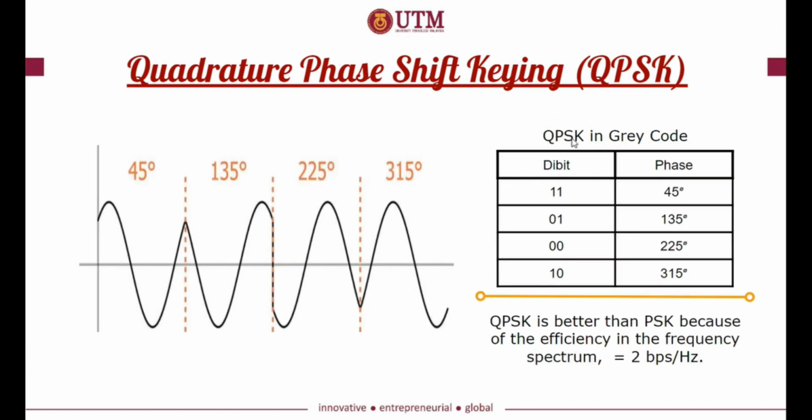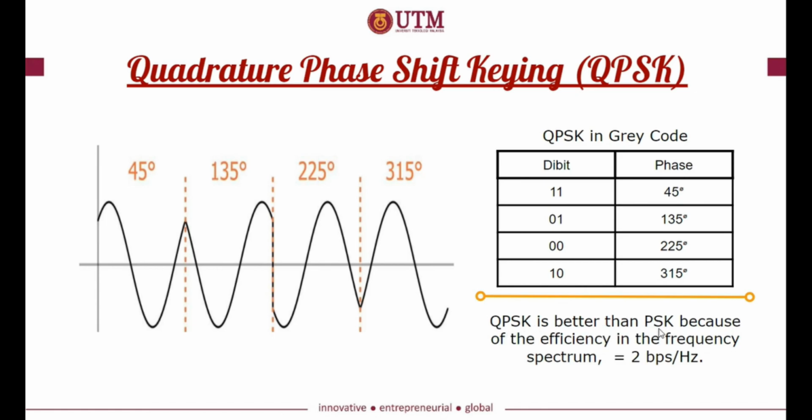As you can see in this slide, QPSK can also be represented in gray code. If the dibit is 11, the phase is 45 degrees. If the dibit is 01, the phase is 135 degrees. If the dibit is 00, the phase is 225 degrees. And if the dibit is 10, the phase is 315 degrees.